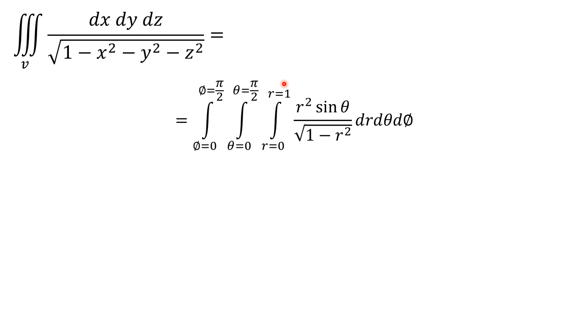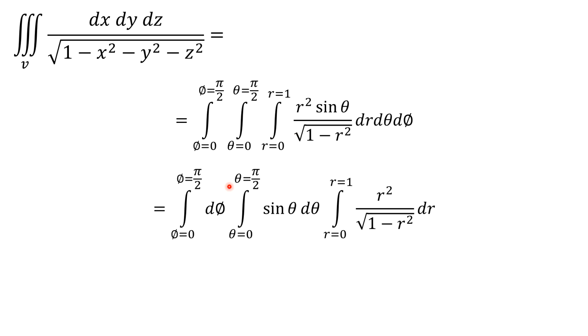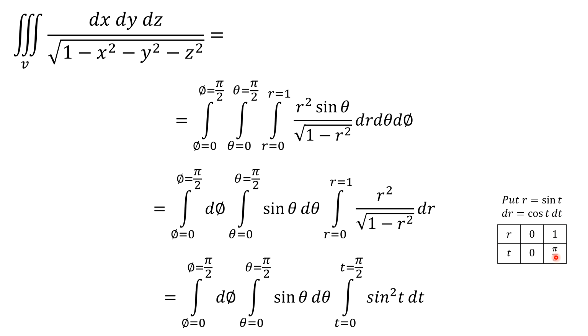Now here, as all the limits are constants, we can use any order of integration, or even separate the integrals. So here it comes. Now we will separately solve every integral here. This is possible because all the limits are constants. For this third integral, we will use the substitution r is equal to sin t. Therefore dr will be cos t dt, and the limits will be: when r is equal to 0, t will be 0, and when r is 1, t is pi by 2. So this integral becomes the integral of t from 0 to pi by 2 of sin square t dt.